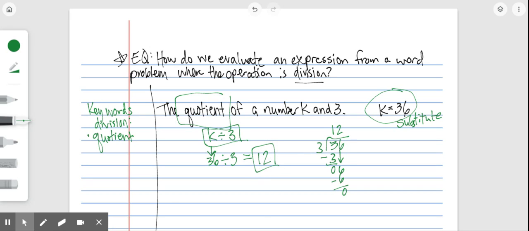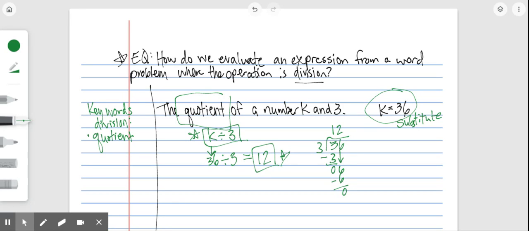So we have k divided by 3. That's part of the answer. That's the expression. And then writing 12 as the total answer. So remember, I want all three of those parts in your answer on the PowerPoint that you're going to work on later. Okay. All right.